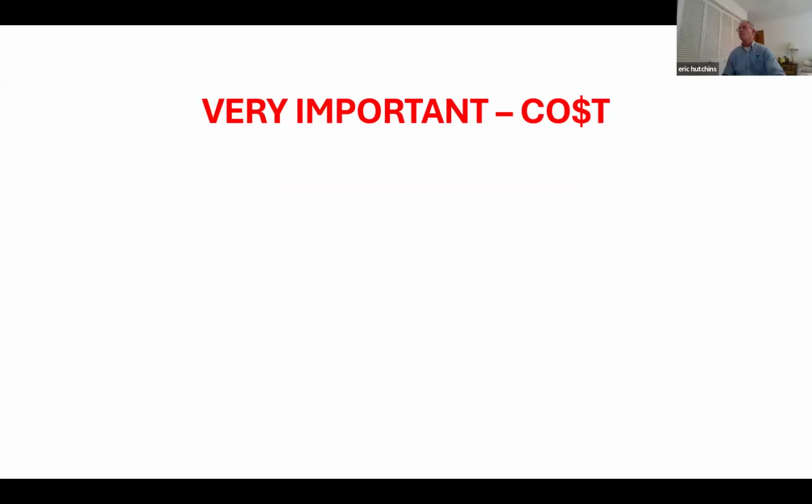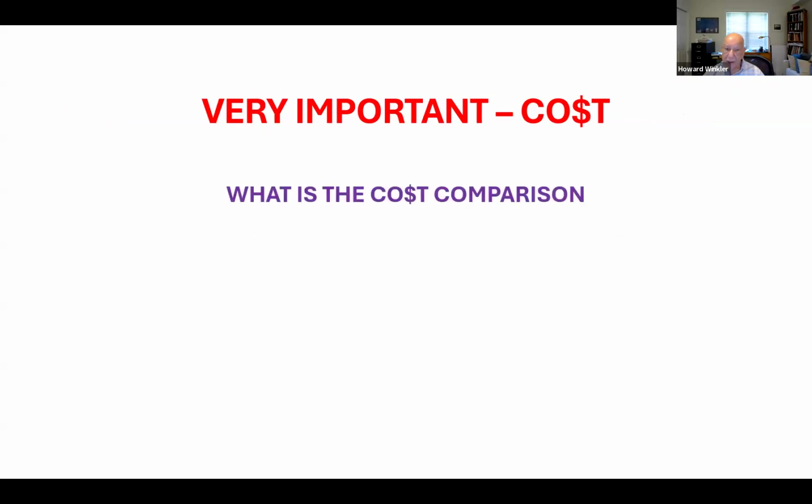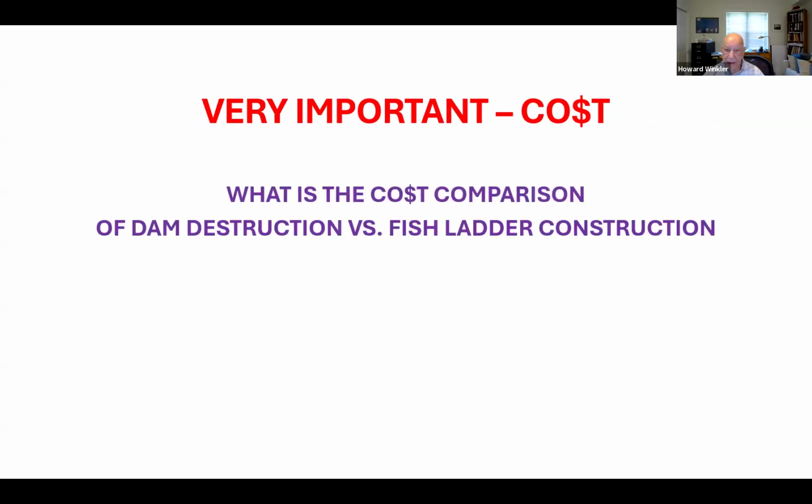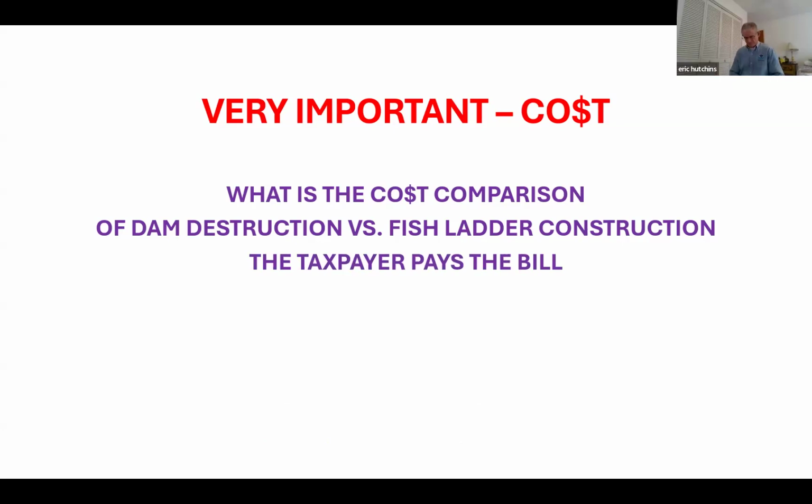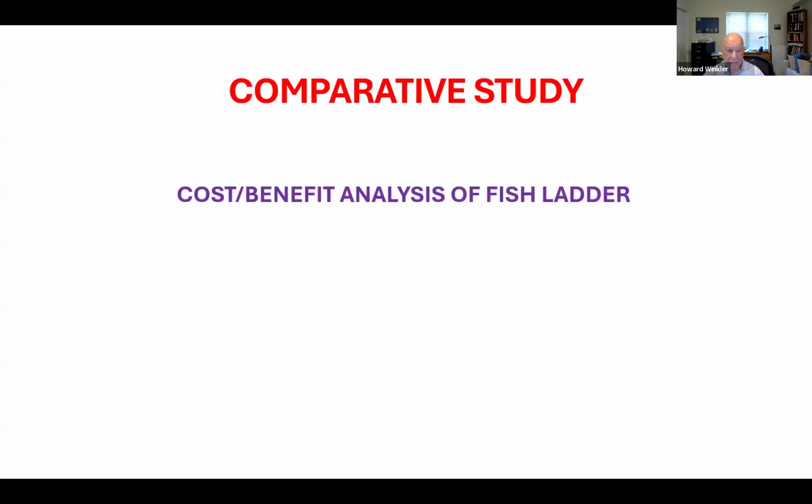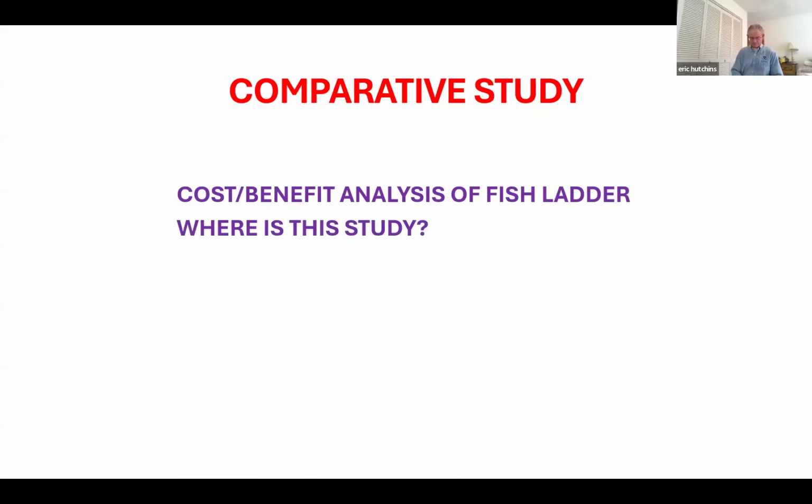What's very important is cost. Maybe this is premature for you folks to start thinking about cost, but certainly cost will enter into your analysis, I hope. What is the cost comparison between dam removal and fish ladder construction? The taxpayer is going to pay the bill. Where is the comparative study, the cost-benefit analysis of a fish ladder? How can we go ahead and remove a dam without looking at the alternative?